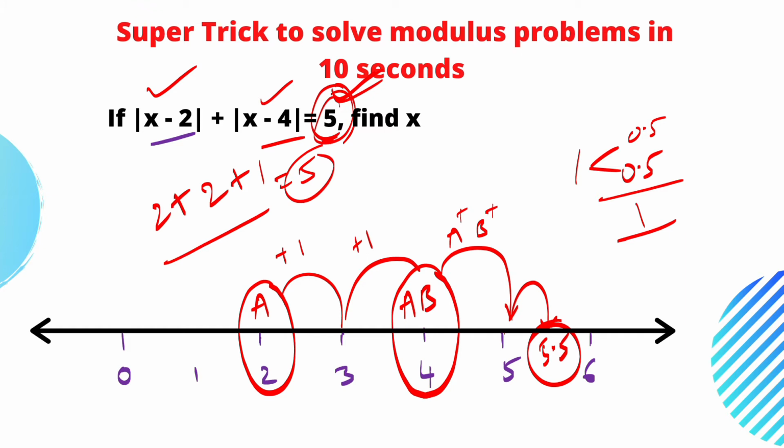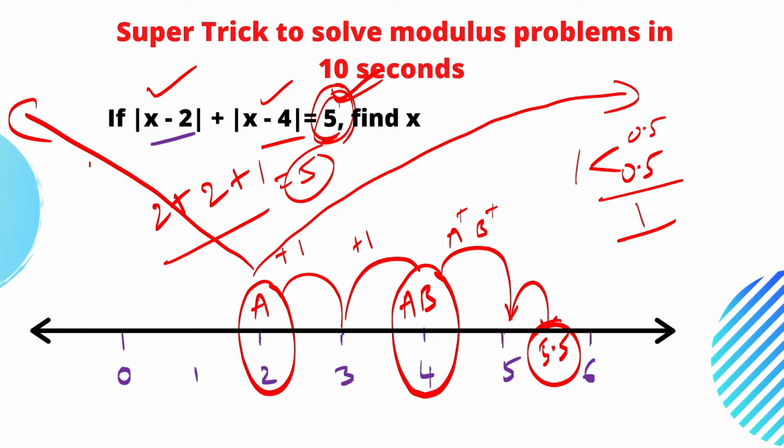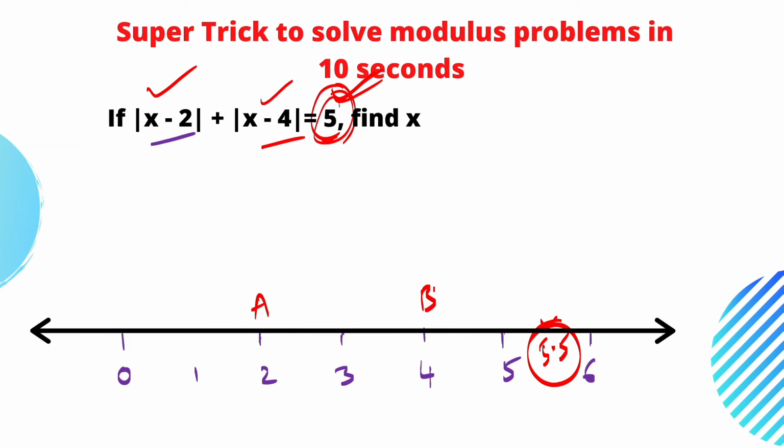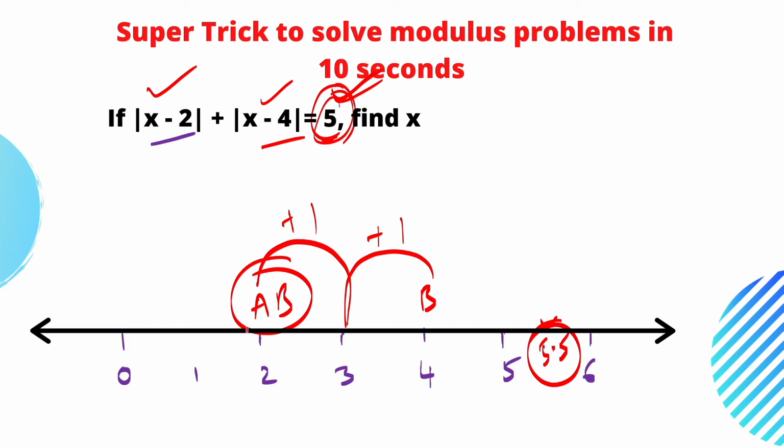This is one case. What is the other case? When a is moving towards b, that means towards the positive side, 5.5 is the value that x can take. But what if b moves towards a? When b moves towards a, what is the value of x? Let us see how. Okay, so b is traveling towards a, so it's covering plus 1, so it reached a.